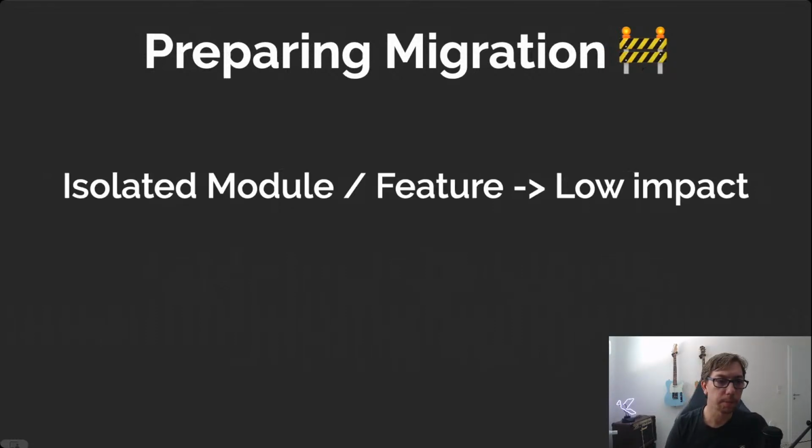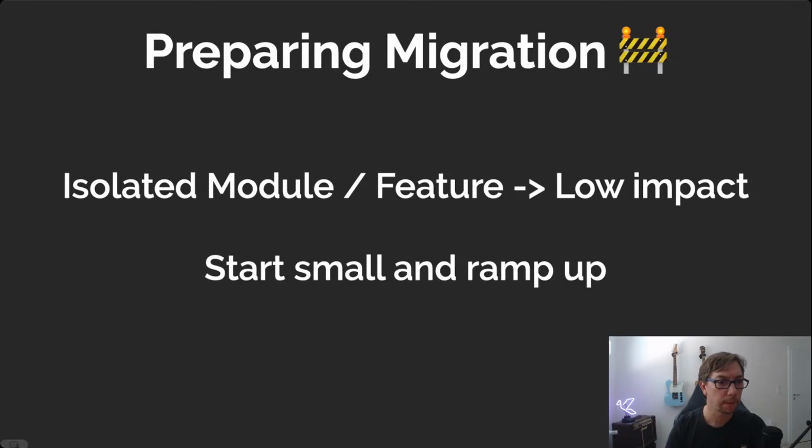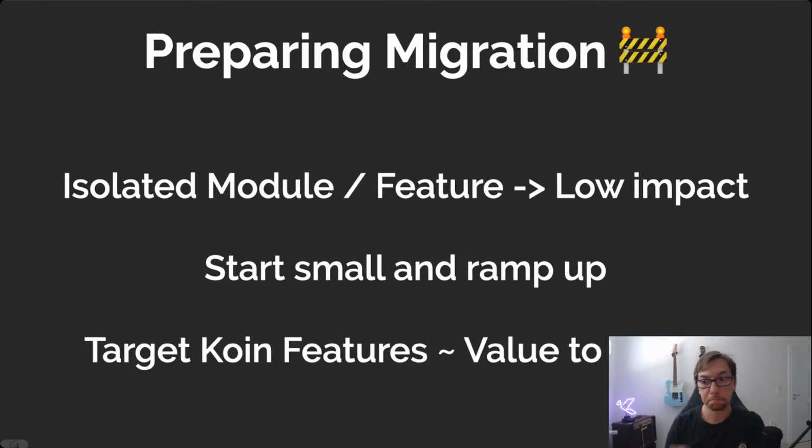To prepare your migration, you really need to think about where you will start. You can think about isolated modules or features, but think about something that is quite low in terms of impact for your business, because you don't want to start with something critical. The major advice is to start small on something that is well localized and then ramp up the migration. Balance the Koin features you want to use, the value you want to deliver, and the impact on your business. Then it's up to you to choose where to go and what kind of pieces you want to elect.